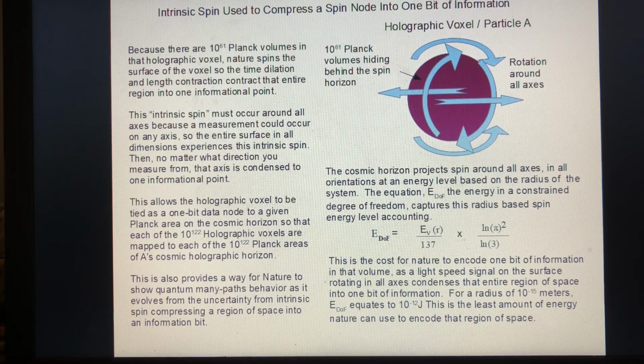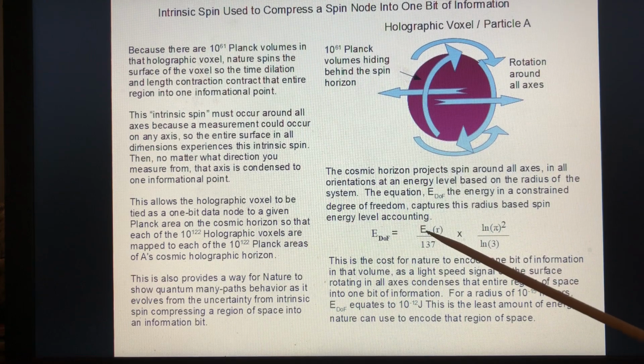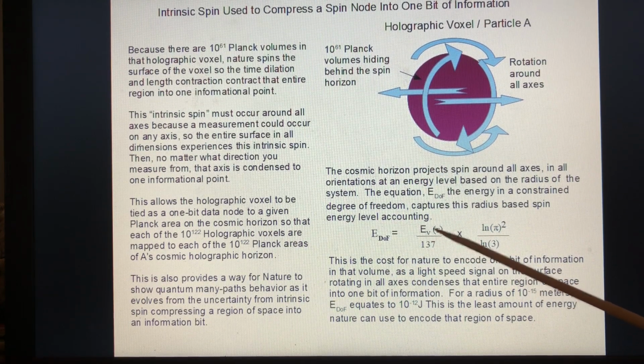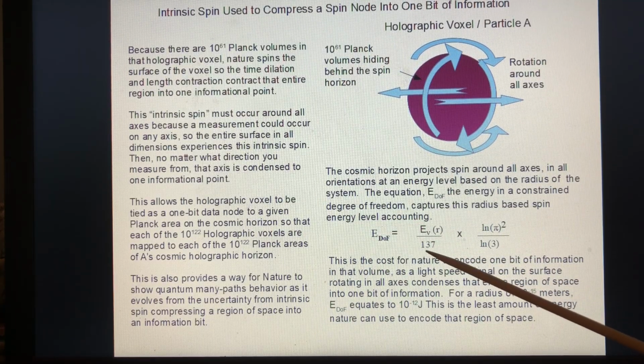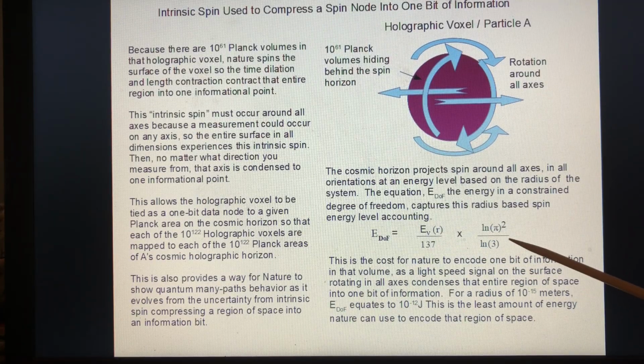The equation, EDOF, the energy in a constrained degree of freedom, captures this radius, space, spin, energy level accounting. And here it is right here. You have a photon whose wavelength equals object radius divided by 137 to strip out charge to get only spin information, times the natural log of pi squared over the natural log of 3. And this is for a radius-based emission and triangular fold.